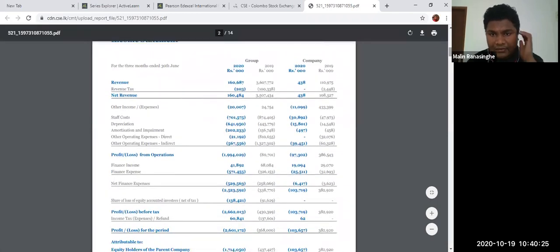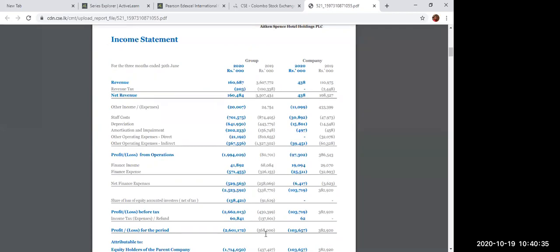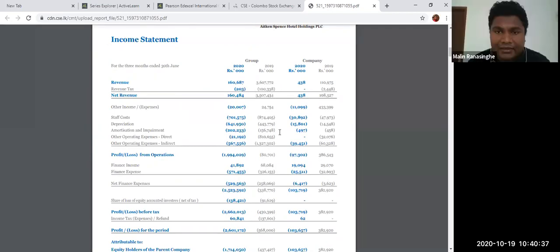The revenue, what happened to 2019, 2020, what happened? Guys, look, tell me what has happened to the revenue? It's gone up or down? So down. Going down. You can see the group and company. Look at the company and the group.